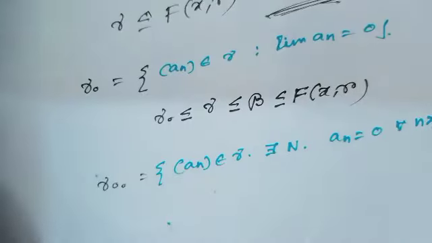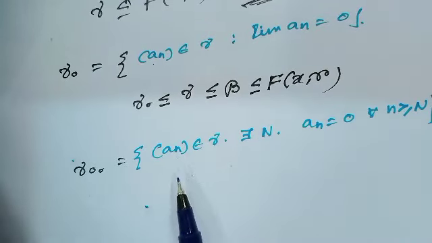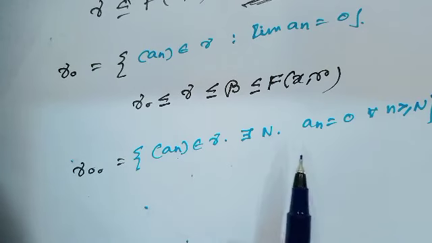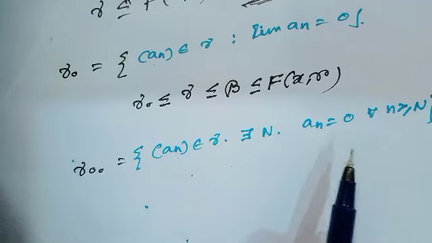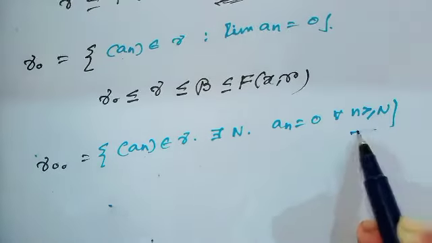Okay? Consider another new vector subspace. This is the set of all sequences such that there exists a capital N such that an equals 0 for all n greater than or equal to capital N.